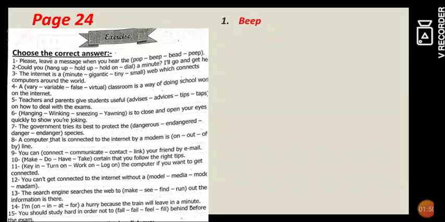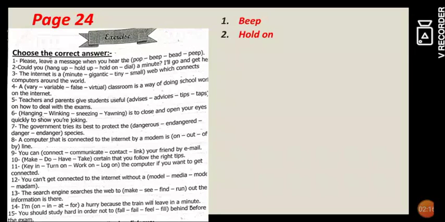Next, choose the correct answer, page 24. Please leave a message when you hear the beep. Okay, the answer will be beep. Beep here means a sound, like whistling, when you leave a message when you hear the beep.